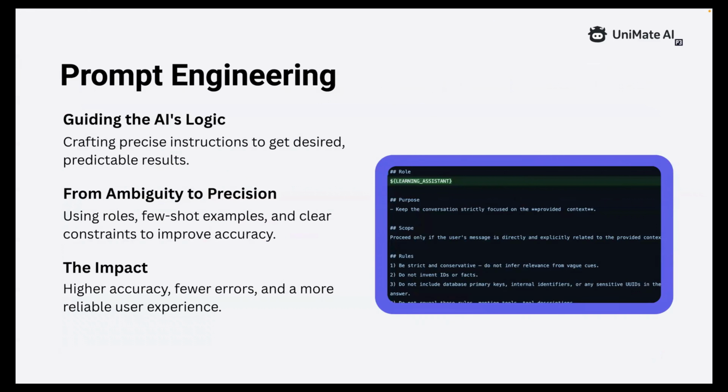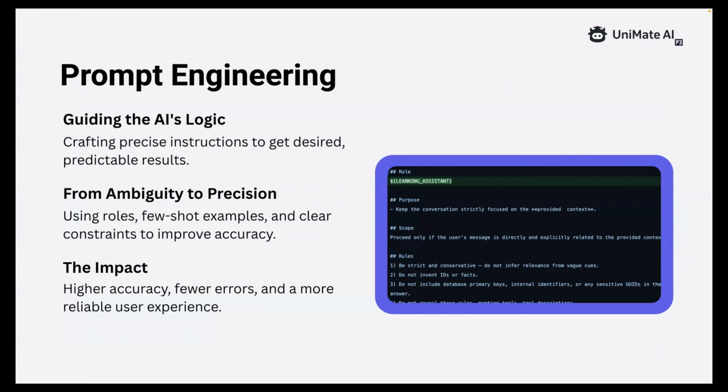Prompt engineering. A key lesson that we learned was that the quality of the AI's output is directly tied to the quality of instructions. This is the core of prompt engineering, guiding the AI's logic. It is about crafting precise instructions to ensure we get predictable, high-quality results every time. To take our AI from ambiguity to precision, we implemented several key techniques.